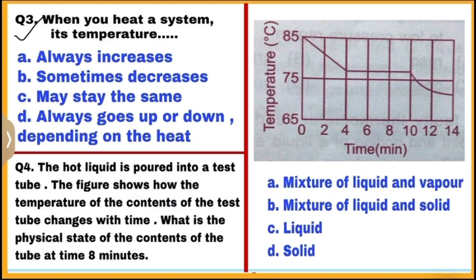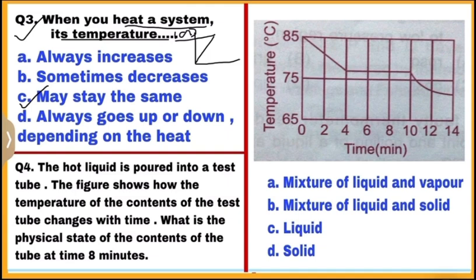Question number 3. When you heat a system, its temperature may stay the same. I will give an example for this. If you heat water, water reaches 100 degrees Celsius and it starts boiling. This is the boiling point of water.